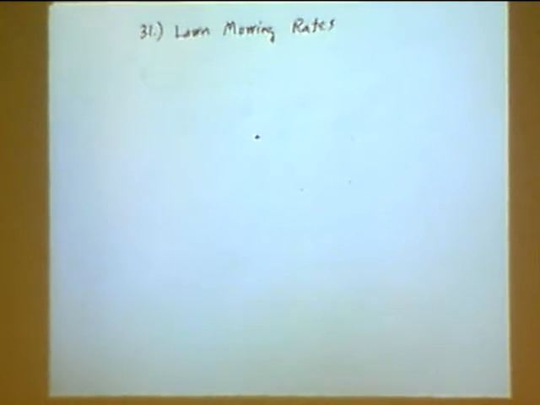Now we're going to do problem 31, and it is titled Lawn Mowing Rates. Let me read the problem, then we'll talk about it for just a minute. So problem 31 says, it takes a boy 90 minutes to mow the lawn, but his sister can mow it in 60 minutes. Wow, must be some kind of a girl. How long would it take them to mow the lawn if they worked together using two lawnmowers?